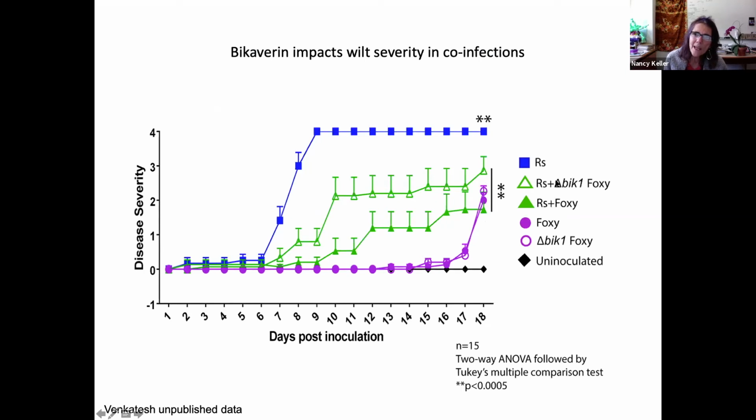And then she went ahead to do a co-culture with Ralstonia and the bicaverin mutant Fusarium. And there's actually a bit more wilt. So it appears that bicaverin actually is reducing to some degree the severity of wilt disease by Ralstonia.